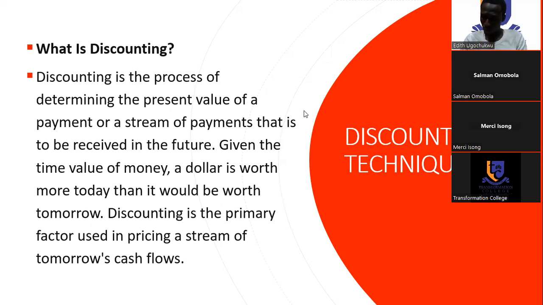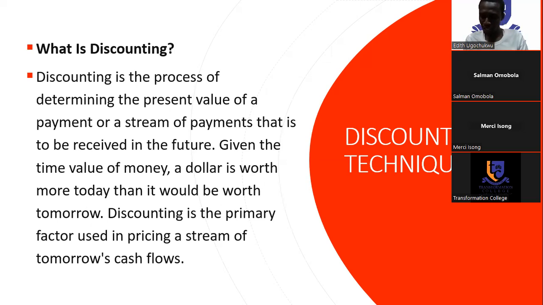So 1 plus R raised to power minus n. This n will be your number of years. Now, R. Let's assume that our interest rate is 12%.